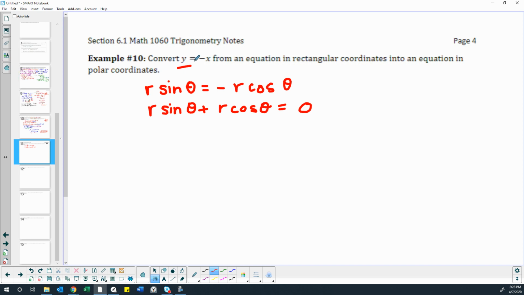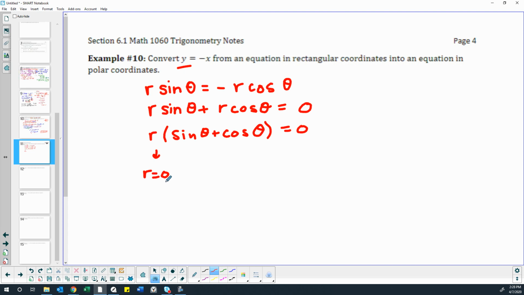Okay, so then if we factor out r and we look at just sine theta plus cosine theta, we're just going to think logically here for a minute. We're going to solve this using the zero product property because that will lead us to the equation. So this gives us r equals 0.